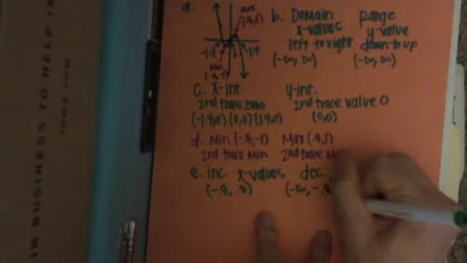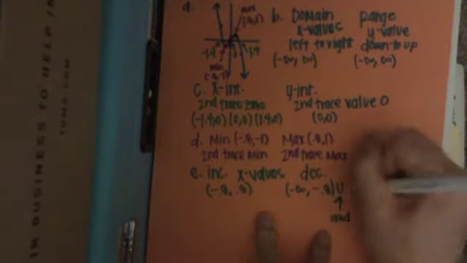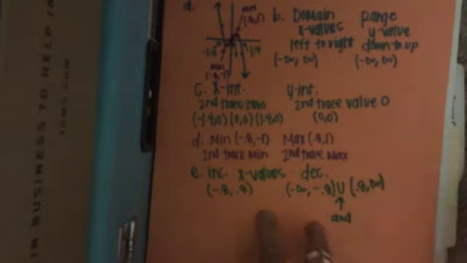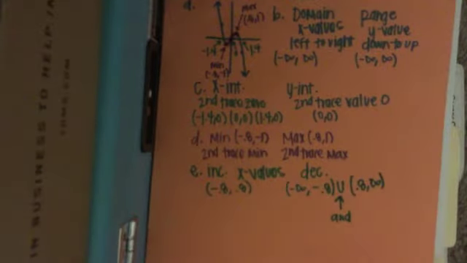So you have to put this, this just means "and", from 0.8, sorry, to infinity. Cool.